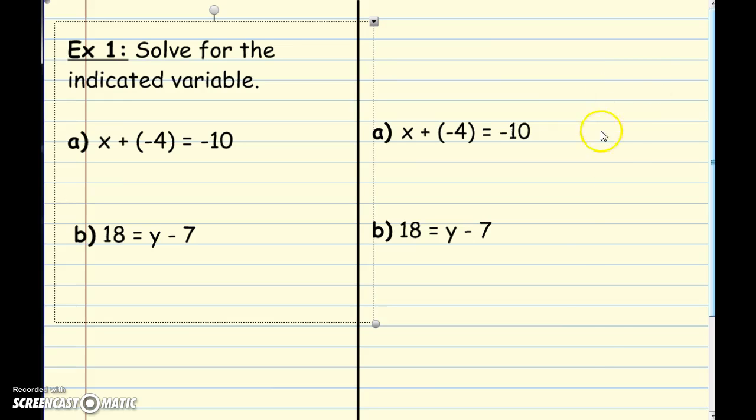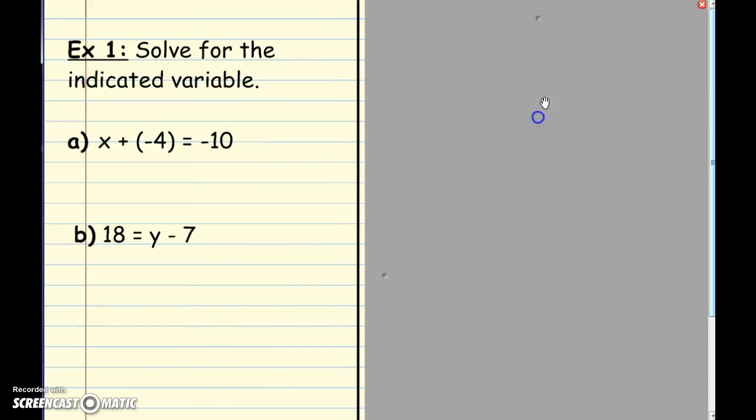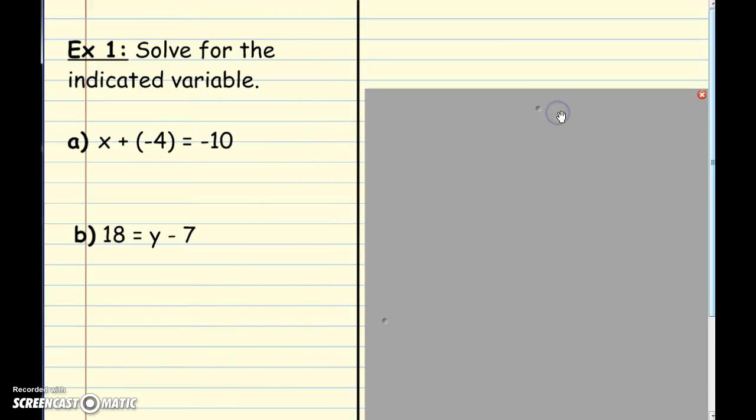Looking at example number 1 here, we're going to solve for the indicated variable. Our first equation is x plus -4 equals -10. And the second question is 18 equals y minus 7. In each case, we're going to solve for the indicated variable.